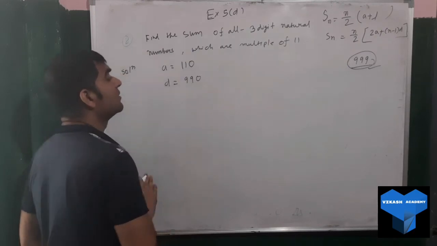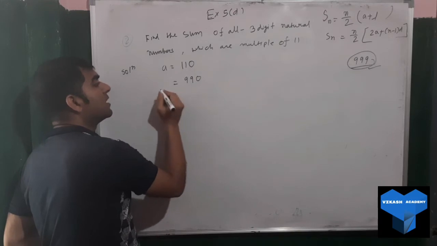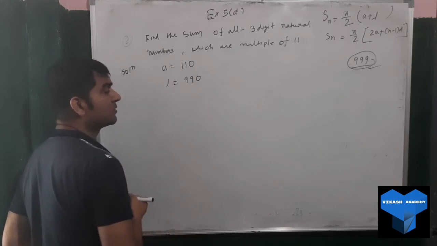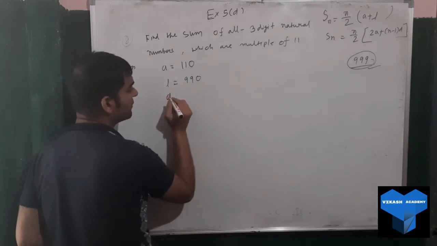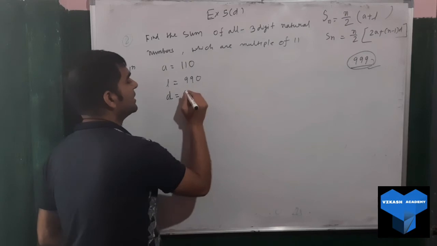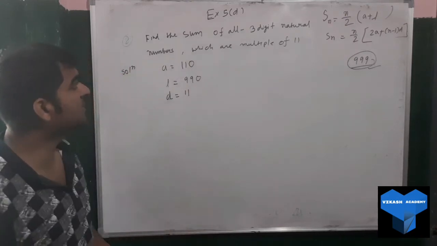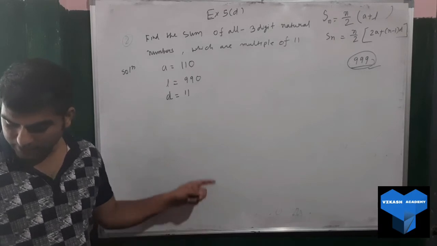So this will be the greatest number, the last term, 990. The common difference will be 11. Now we have to find the sum of the 3-digit multiples. So we have obtained the first term a, the last term l, and the common difference 11.